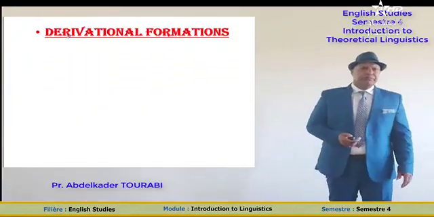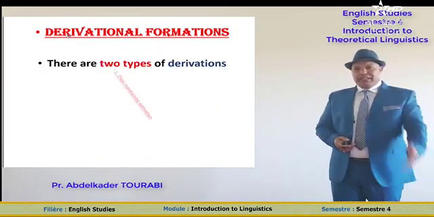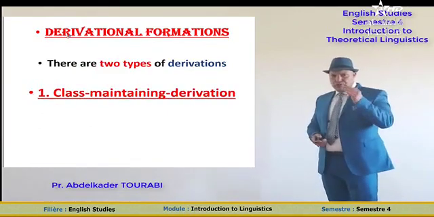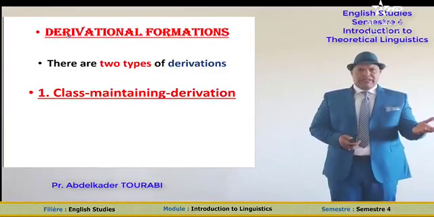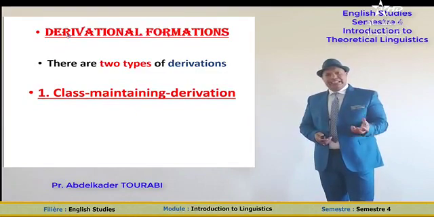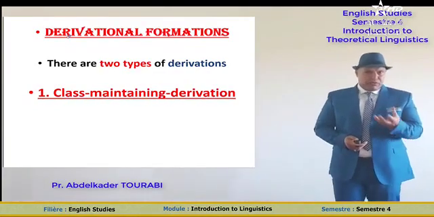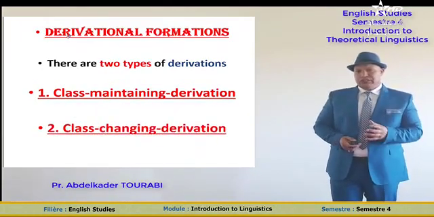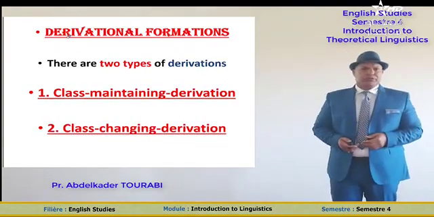Derivational formations. There are two types of derivations. It can be a class-maintaining derivation, which means that if we have a noun, it gives us also a noun. This is what we call class maintaining. It maintains the original class of the stem or of the root. The second one is class-changing derivation. It can change the class, the grammatical category, of the word.